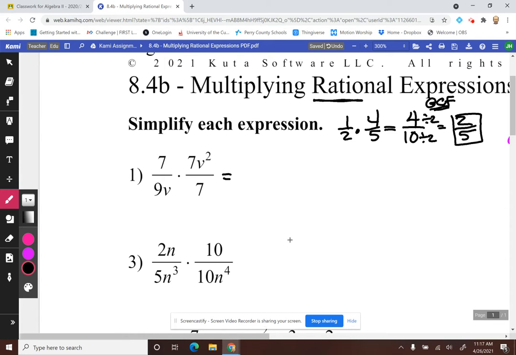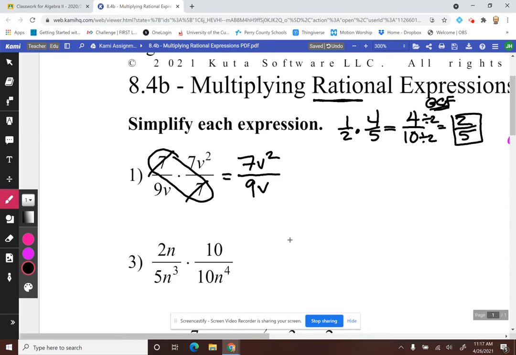But again, I want you to look right here diagonally. Look what you see. You see a pair of 7s, and you know if there's a 7 on top and a 7 on bottom, what happens to those numbers? Well, we know that they just go away. So notice how quickly now we get to 7v squared over 9v. And we know that our coefficients are simplified because these two numbers won't go into one another.